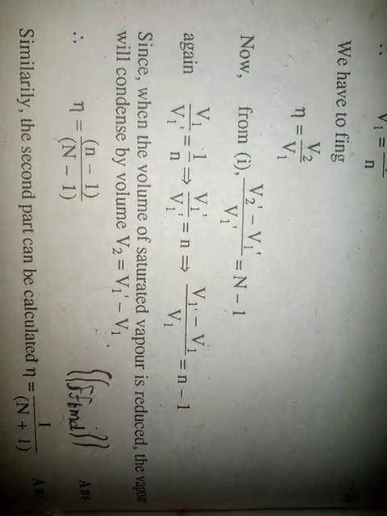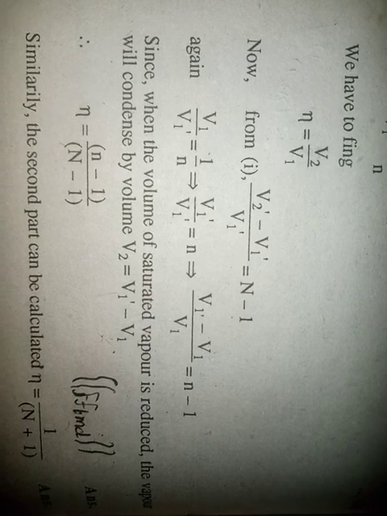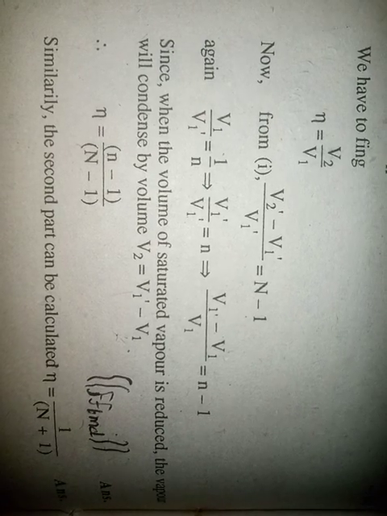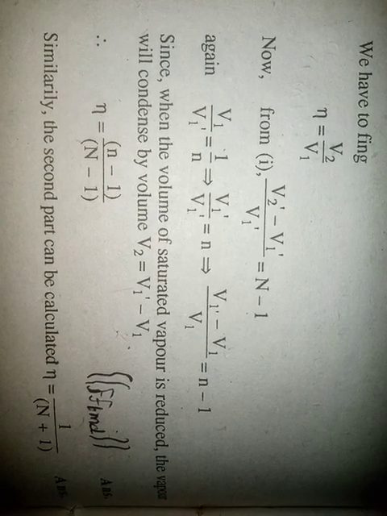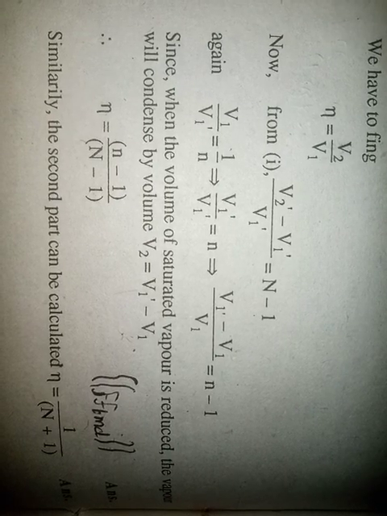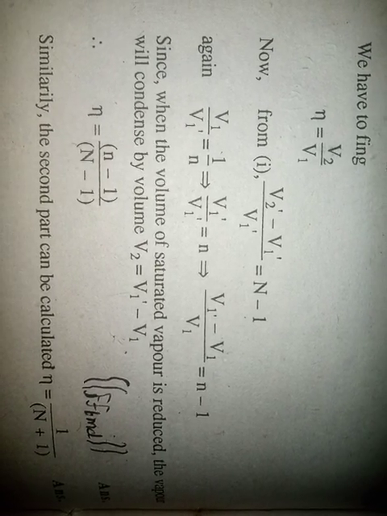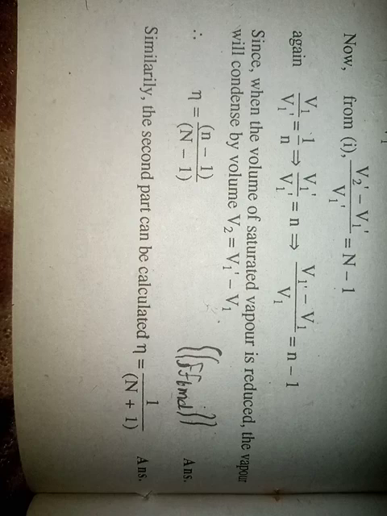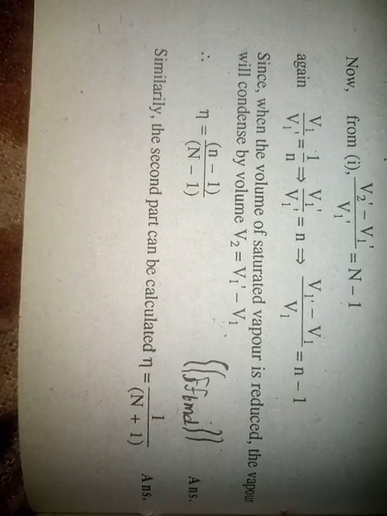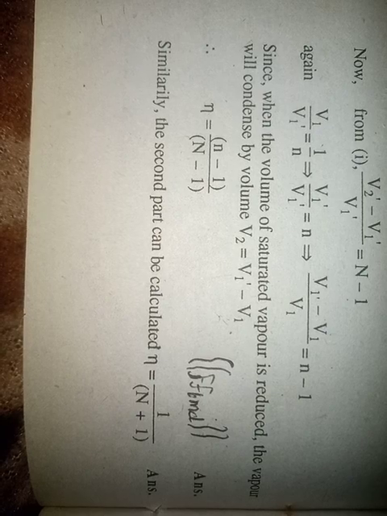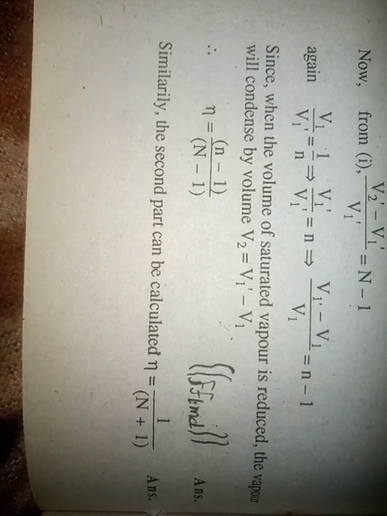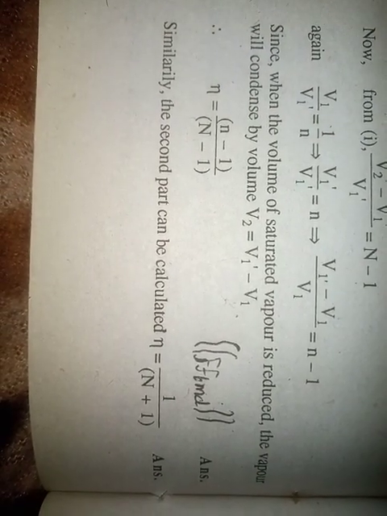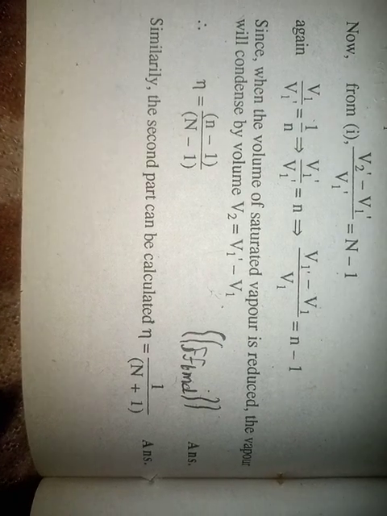Now from equation 1, (V2' minus V1') by V1' equals n minus 1. Again V1 by V1' equals 1 by n. This implies V1' by V1 equals n. This implies (V1' minus V1) by V1 equals n minus 1. Since when the volume of saturated vapor is reduced, the vapor will condense by volume V2 equals V1' minus V1. Similarly, the second part can be calculated: eta equals 1 by (n plus 1). Answer.